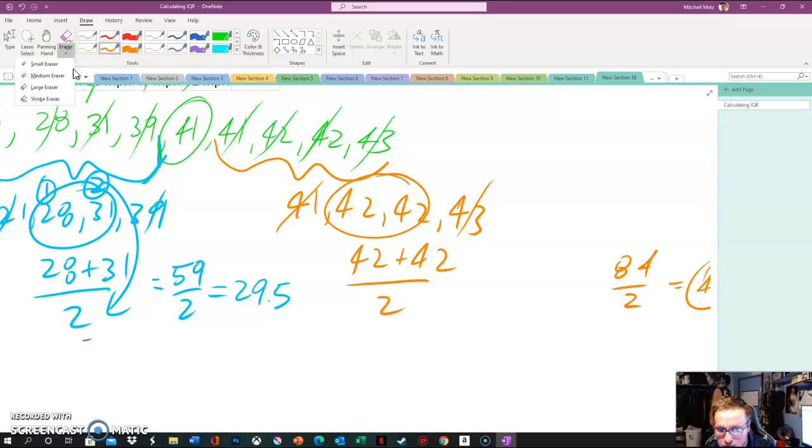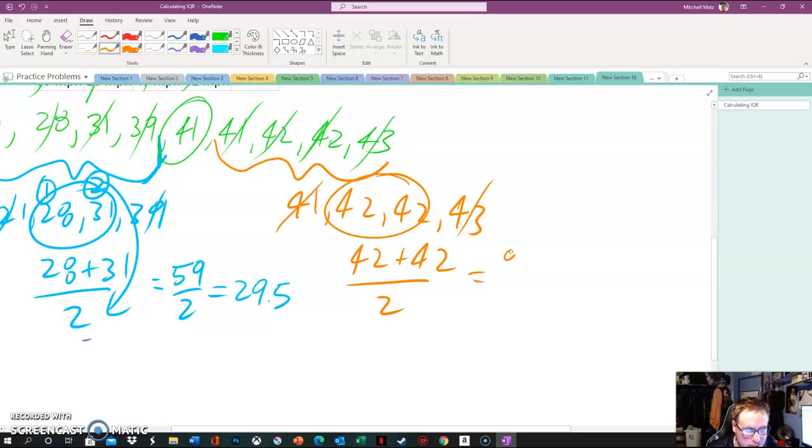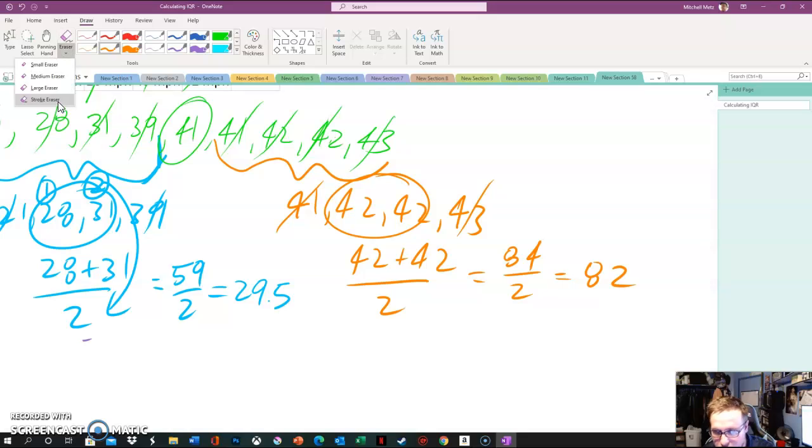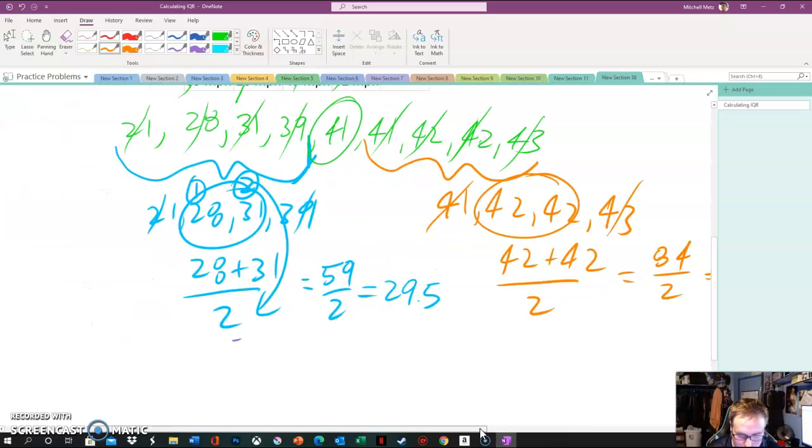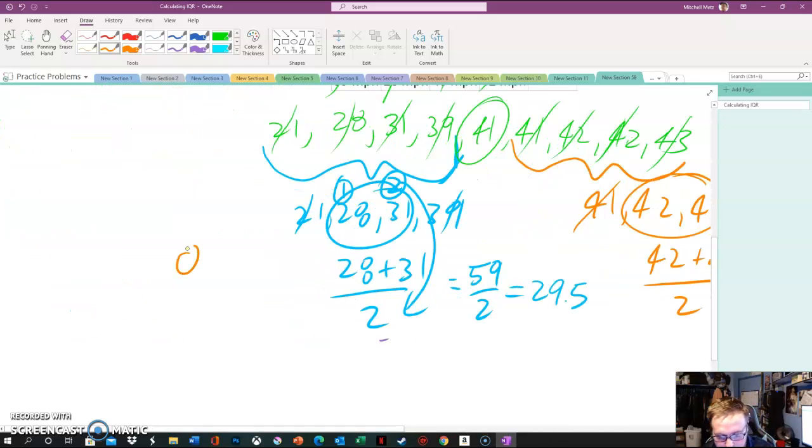Again, there's two numbers. I'm going to quickly erase this over here. That's just the same thing. So 42 plus 42, that's 84. And then you're going to divide it by 2. So if I check my calculator, 84 minus 2 is 82. Sorry, I meant to say 84 divided by 2, not subtracted, is 42. There we go. So 42. That is my Q3. So now I have my Q3. So I'm going to rewrite them. Q3 is 42. And then in blue, my Q1 is 29.5.